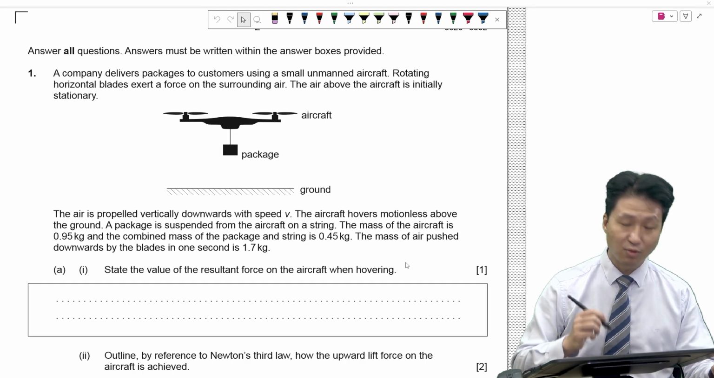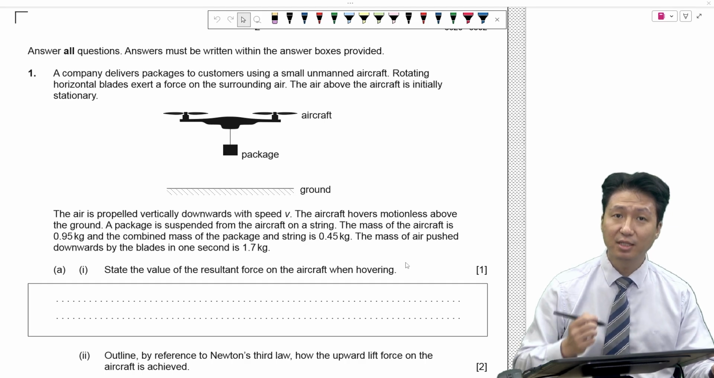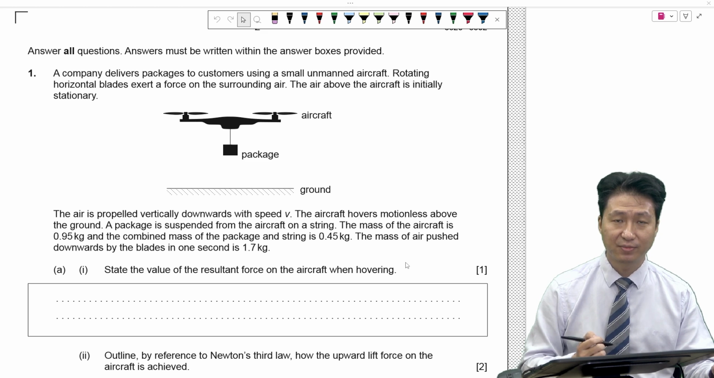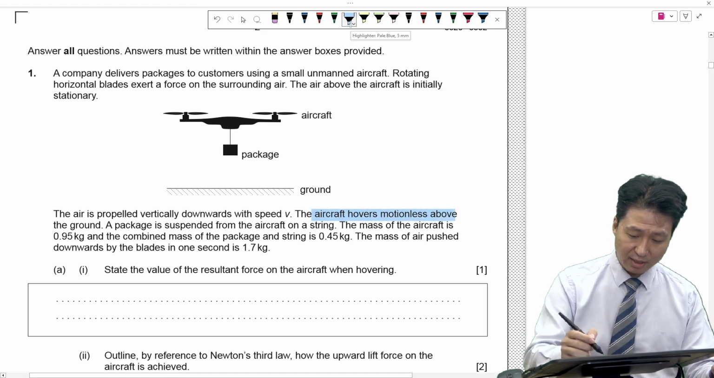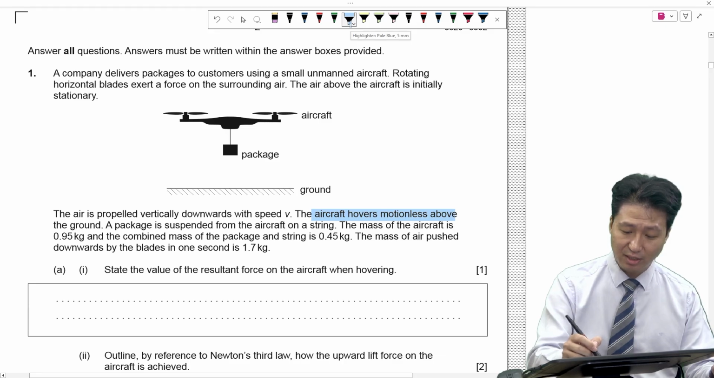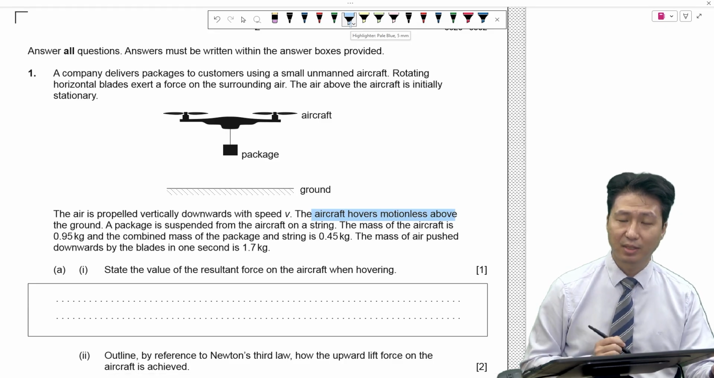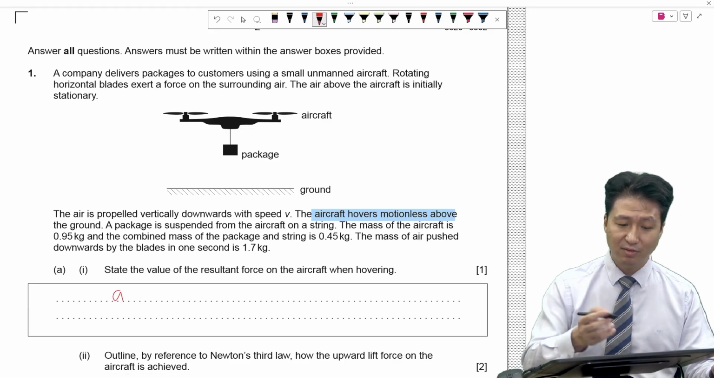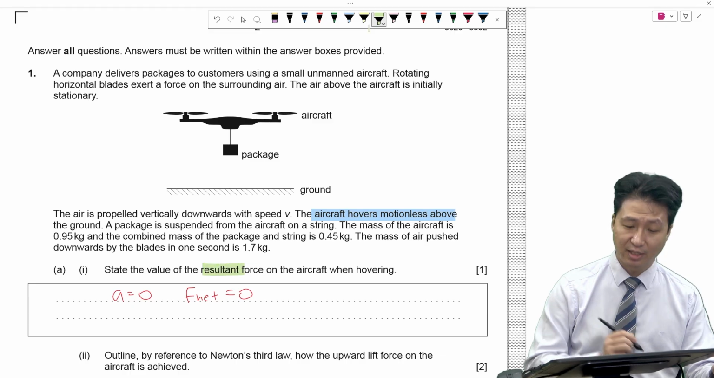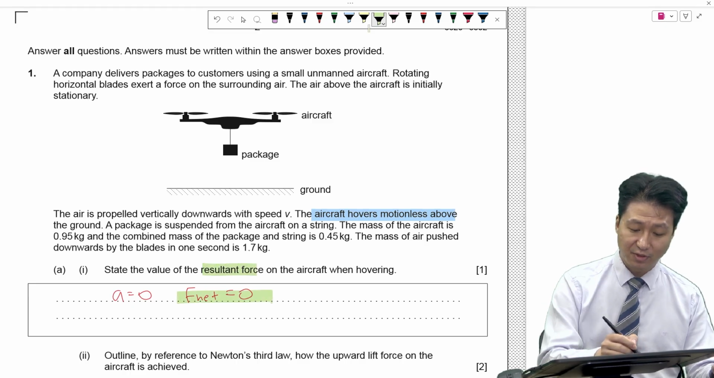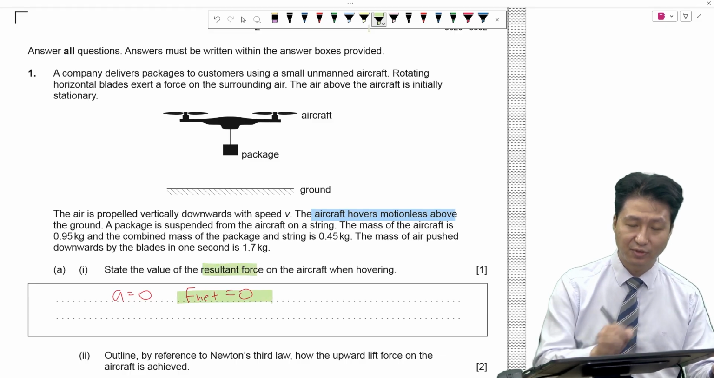Part A, Roman numeral 1 of this question says, state the value of the resultant force on the aircraft when hovering. Well, this question states that the aircraft is motionless as it hovers. Velocity is 0 and it stays at 0. That means the acceleration is 0, and therefore the net force must also be 0. And of course, the resultant force is referring to the net force.